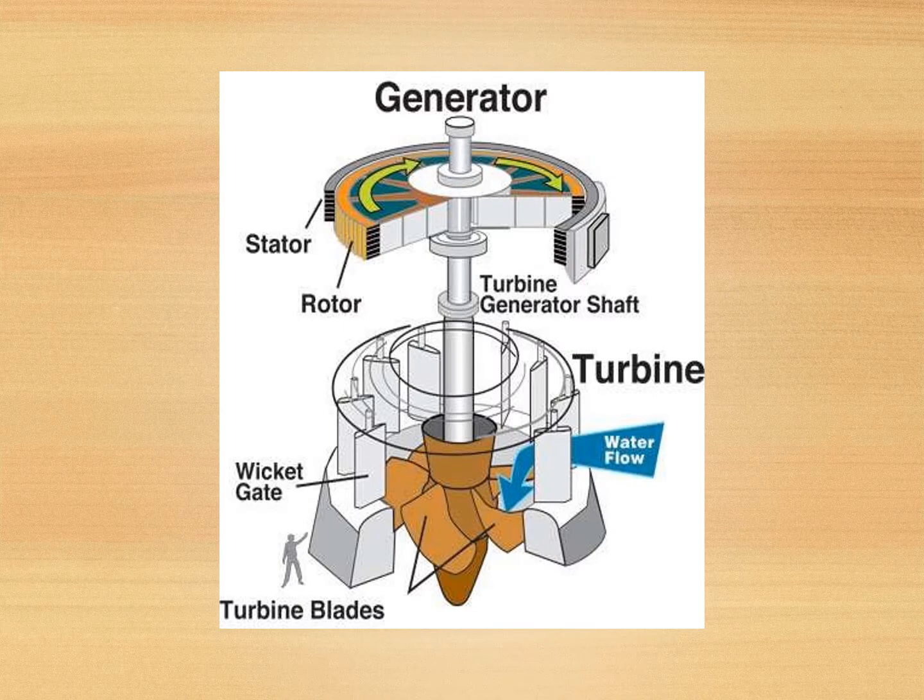In the turbine you can see the turbine blades, and there are wicket gates here. When the wicket gates rotate, the turbine blades also rotate, and the water moves towards the generator. The generator shaft is there, and there is a rotor and a stator, so it converts into a three-phase electric generator.